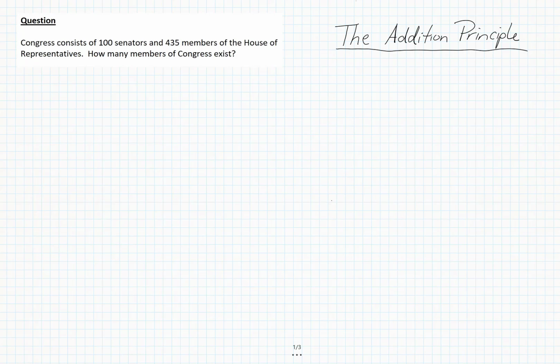So today we're going to be talking about the addition principle. And our first problem that we're actually going to look at and see how this works is that Congress consists of 100 senators and 435 members of the House of Representatives. How many members of Congress exist?